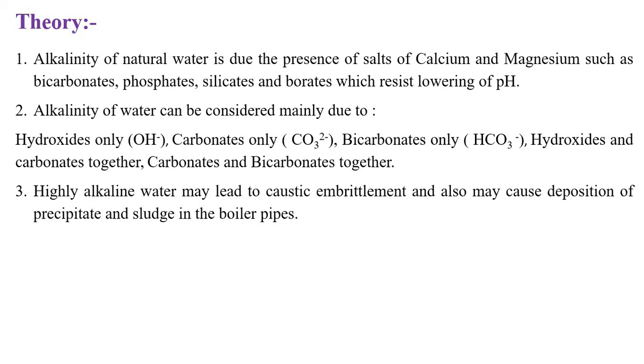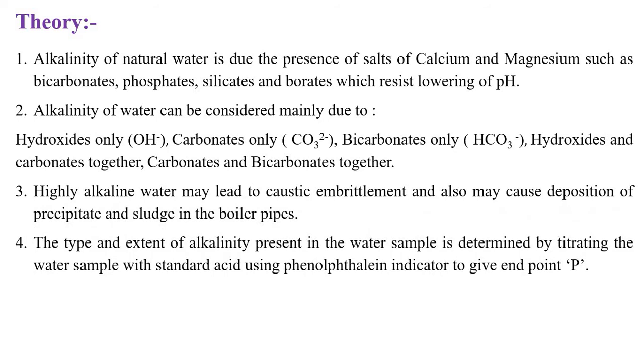Highly alkaline water may lead to caustic embrittlement in the metals. This is also responsible for deposition of precipitate. You may call this a sludge in the boiler pipes.